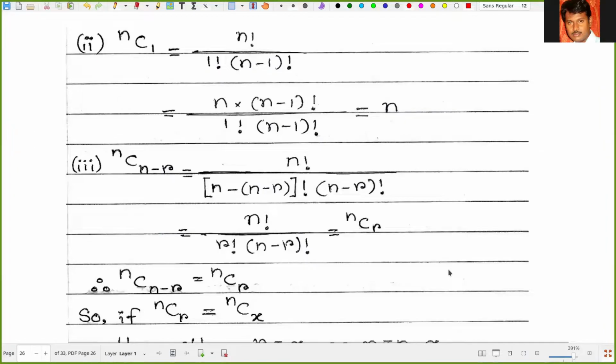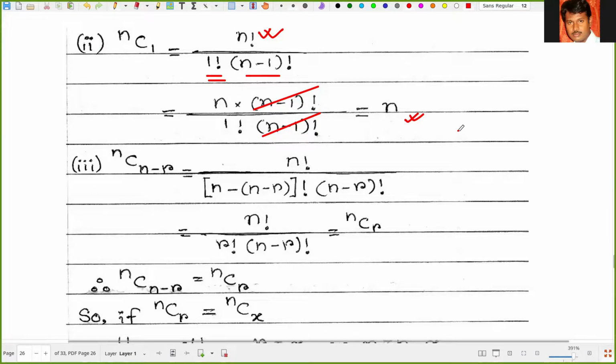Now nC1 means n factorial upon 1 factorial and n minus 1 factorial. Now n factorial can be written as n into n minus 1 factorial. So we can divide by n minus 1 factorial. So the result is n.